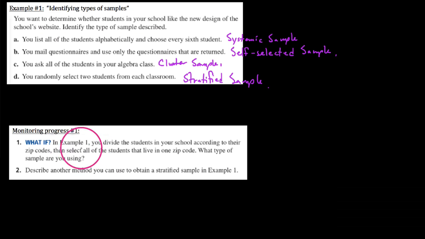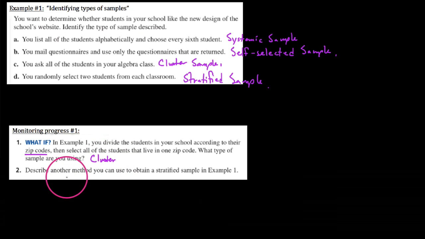Looking at the solutions now, we'd say in example 1, you divide the students in your school according to their zip code. So we've got them split up by zip code, and then we select all the students that live in one particular zip code. The question was, what type of sample are we using here? Because we're only using one pre-selected group of people, this would be a cluster sample.